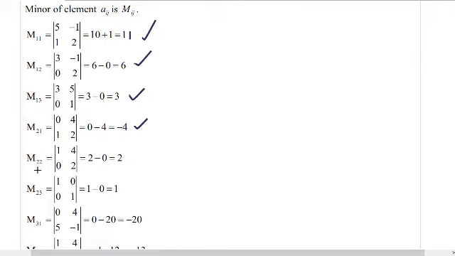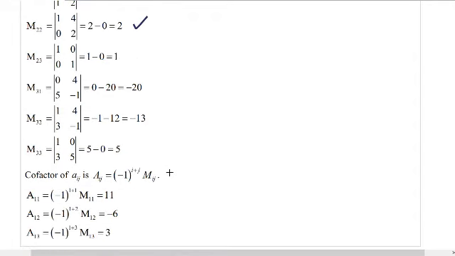Okay, cofactor. So A22, if we want to find, 2 plus 2 is 4. Since it is even, no change in sign. 2 plus 3 is 5, odd. Odd means change in sign. So cofactor will be minus 1.